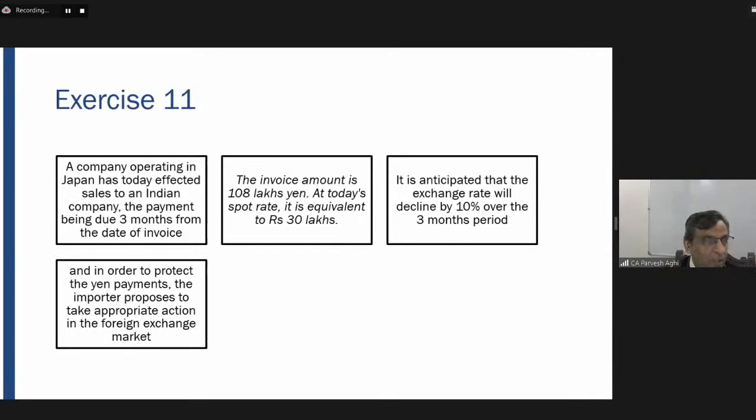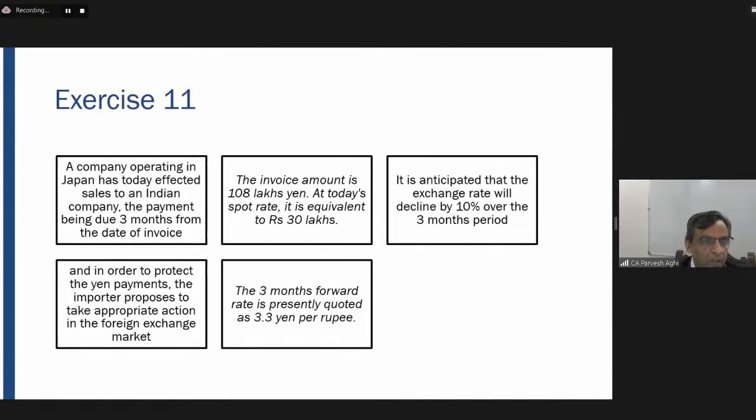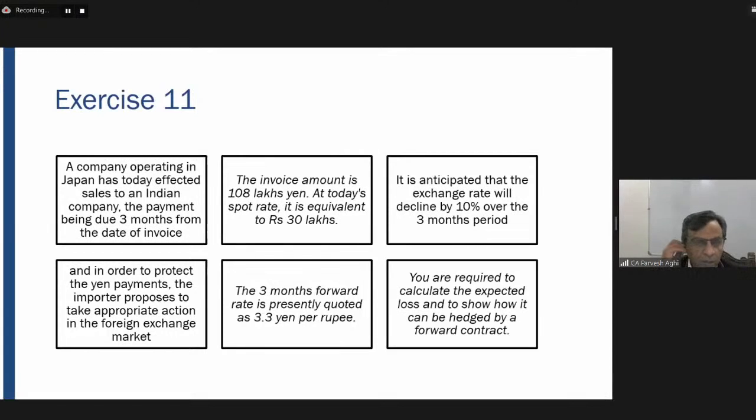And in order to protect the yen payments, the importer proposes to take an appropriate action in the foreign exchange market. So when he says that the exchange rate will decline by 10%, okay, so he wants to take a forward cover. The 3-month forward rate is presently quoted at 3.3 yen per rupee. Okay, so he gets a quote that he can convert his money as per 3.3 yen per rupee. So you are required to calculate the expected loss and to show how it can be hedged by a forward cover.